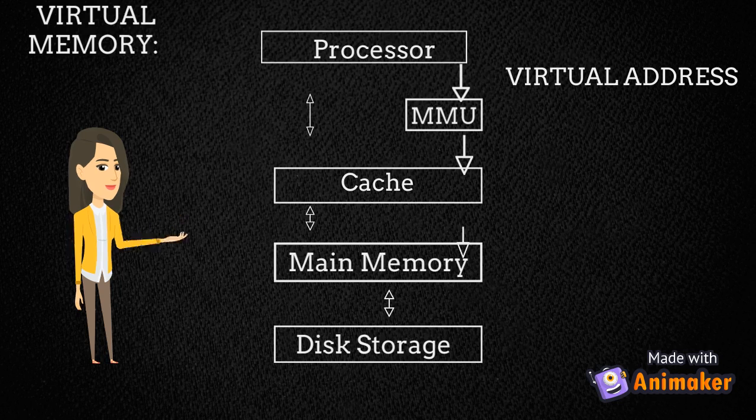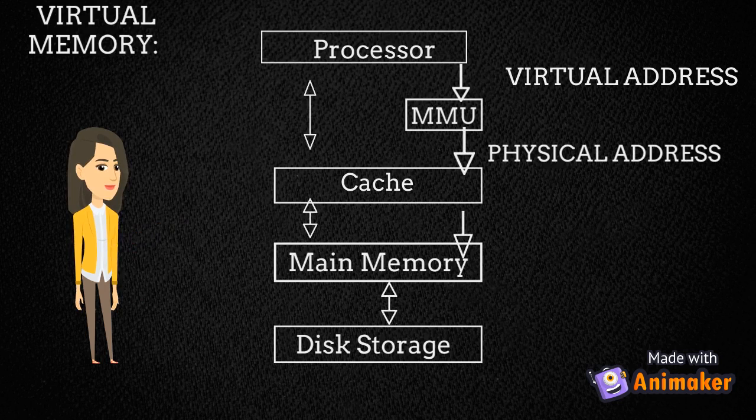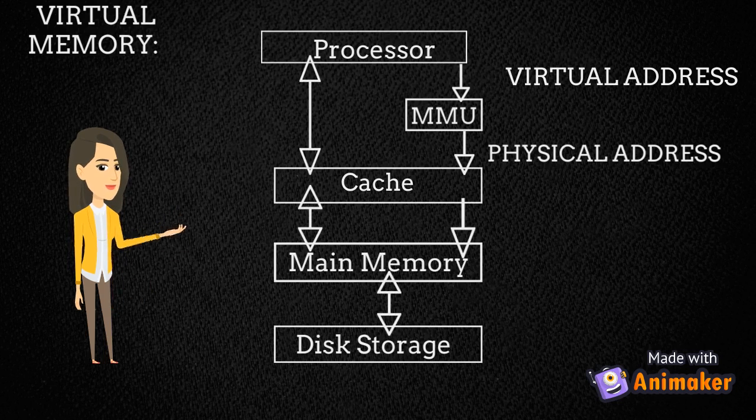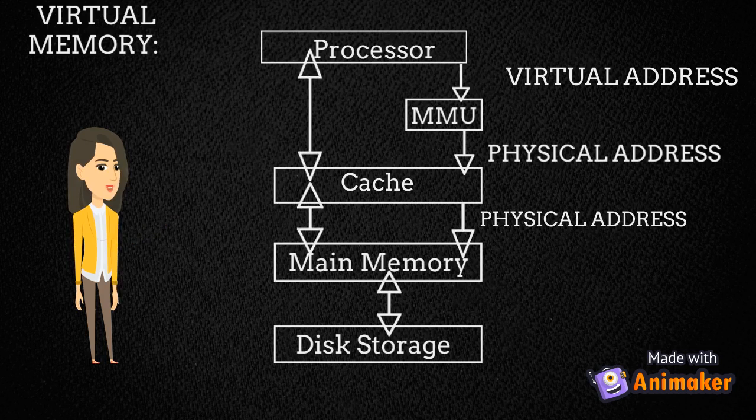Binary addresses for instructions and data. These binary addresses are called logical or virtual addresses. Virtual addresses are translated into physical addresses by a combination of hardware and software subsystems. If a virtual address refers to a part of the program that is currently in the main memory, it is accessed immediately. If the address refers to a part of the program that is not currently in the main memory, it is first transferred to the main memory before it can be used.